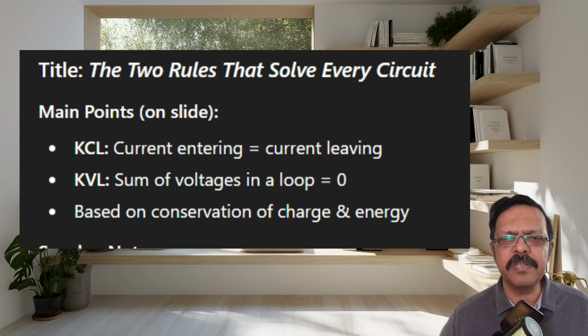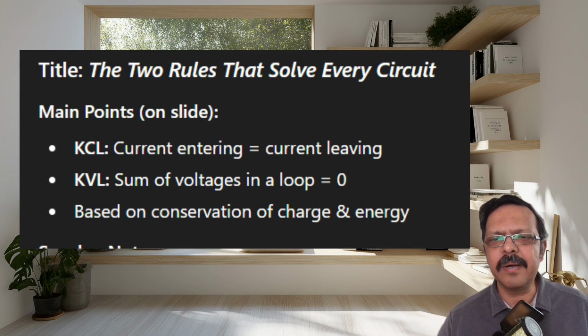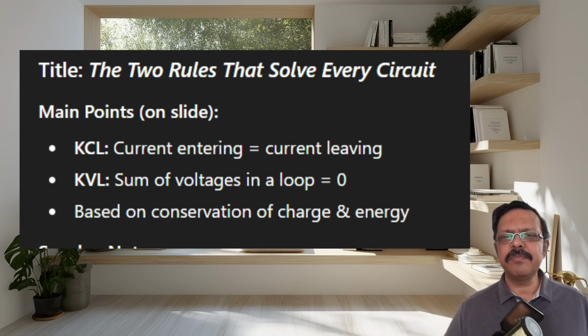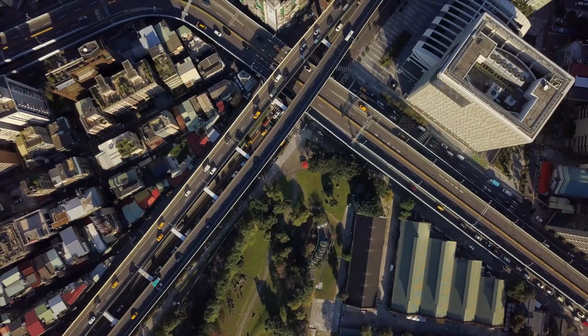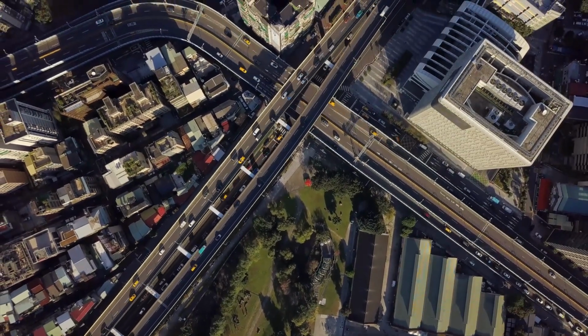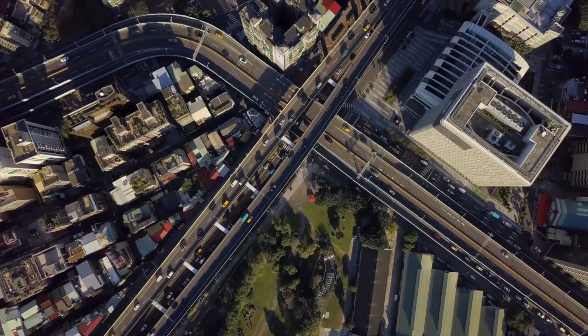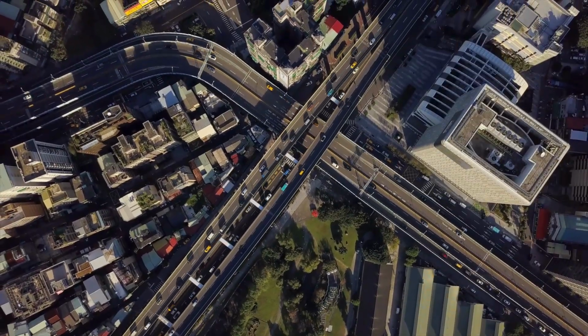This rule helps us analyze how current splits and combines across branches of a circuit. If there are 10 cars coming into a junction, 10 need to go out. You can't account for missing cars. So now let's look at the other law, which is Kirchhoff's voltage law.